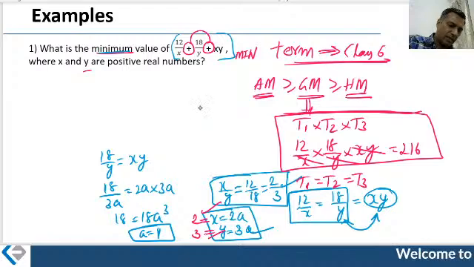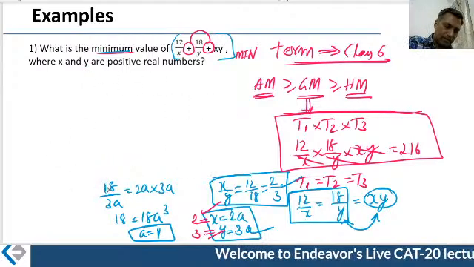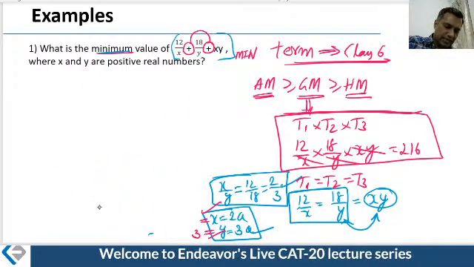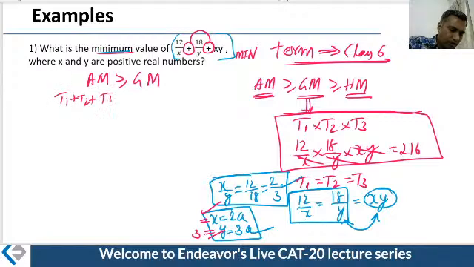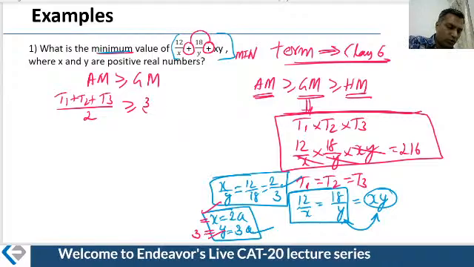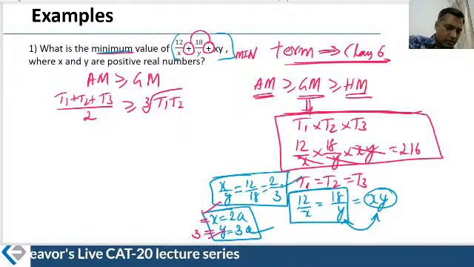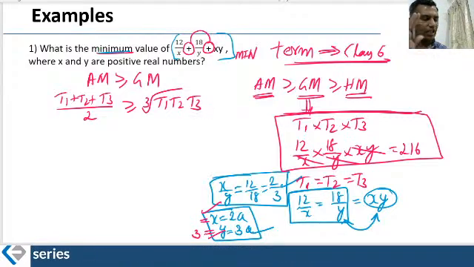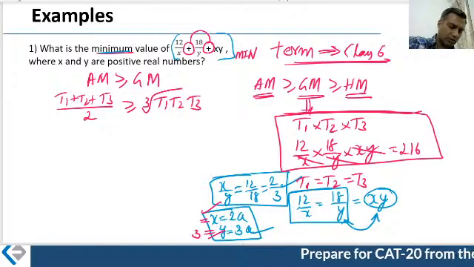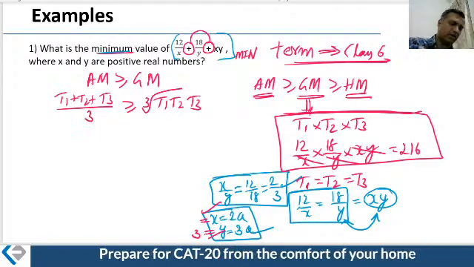Okay, I'll tell you what I meant by this. So now you first have to realize that this piece of information is to do with AM greater than GM, because AM greater than GM is what? First term, second term, third term divided by 3 is greater than or equal to the cube root of first term, second term, and third term. Okay, this is T1, T2, T3, divided by 3 terms.